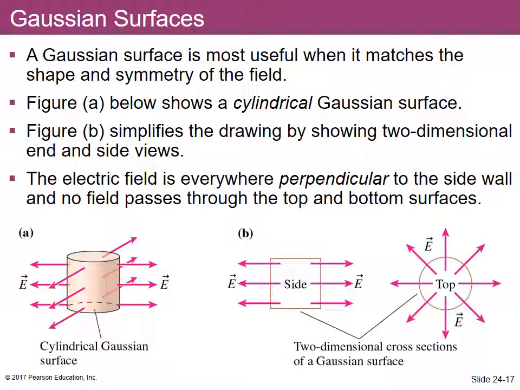A closed surface must, of necessity, be a surface in 3 dimensions, but 3-dimensional pictures are hard to draw. So we'll often look at 2-dimensional cross-sections through a Gaussian surface. A Gaussian surface is most useful when it matches the shape and symmetry of the field. Figure A shows a cylindrical Gaussian surface. Figure B simplifies the drawing by showing 2-dimensional end and side views. The electric field is everywhere perpendicular to the side walls, and no field passes through the top and bottom surfaces.